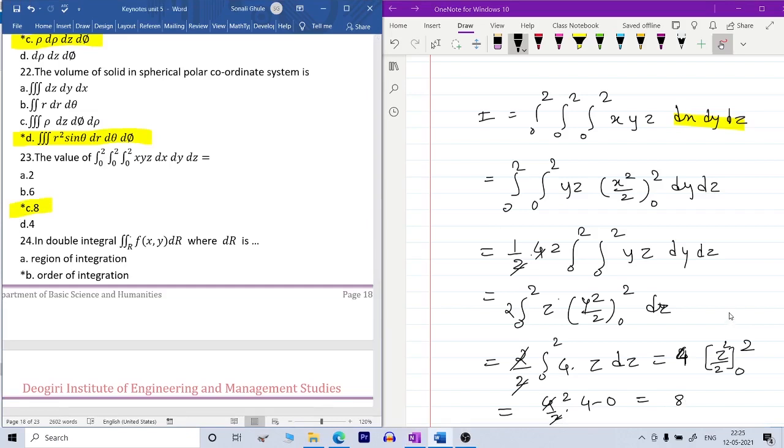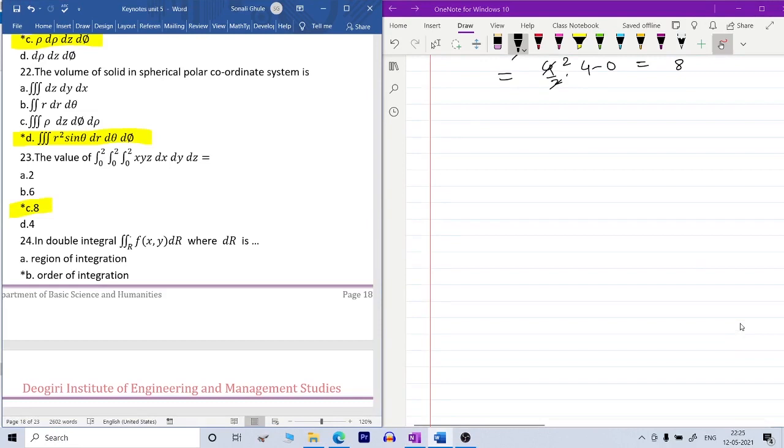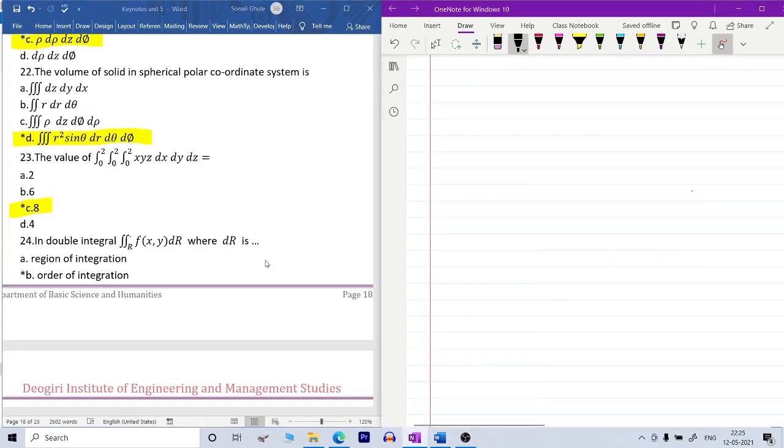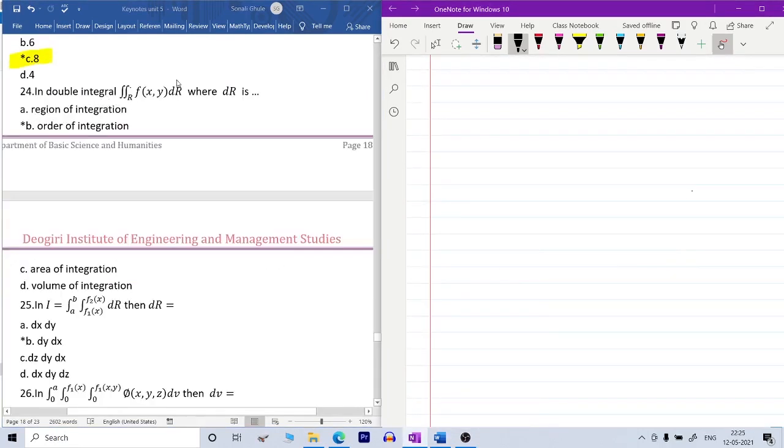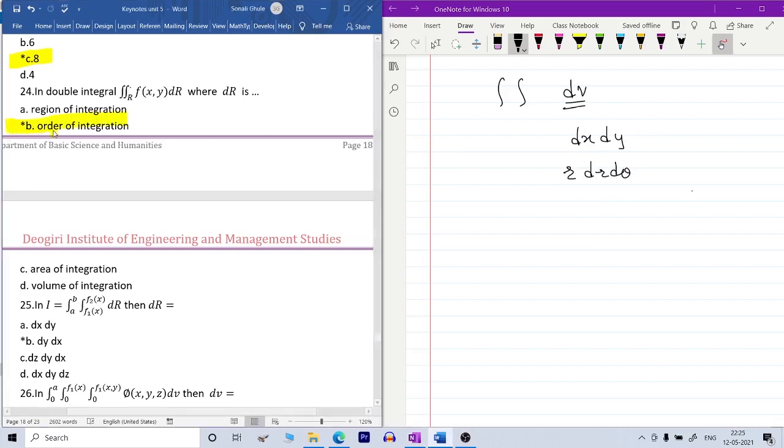So I hope you all understood how to solve the triple integration here. Okay. Now the next example we are going to see is in double integral. Suppose we are solving a double integration where dv we write in Cartesian coordinate system as dx dy and in polar coordinate system as r dr dθ. But here, what is it? It is the order of integration, as we all know. So your correct option is this one, B. It is the order of integration.